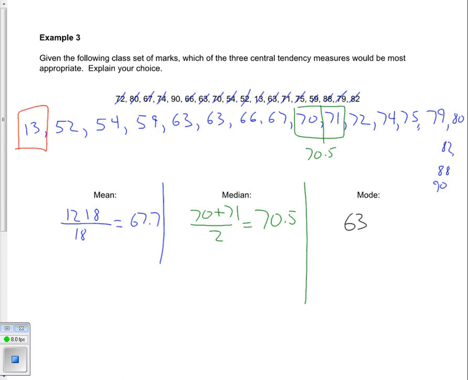So if I was to figure out how the class is doing on the whole, in this particular situation, I'd be looking at the median, because the median seems to be the most accurate, the most representative of class performance based on the numbers at hand.